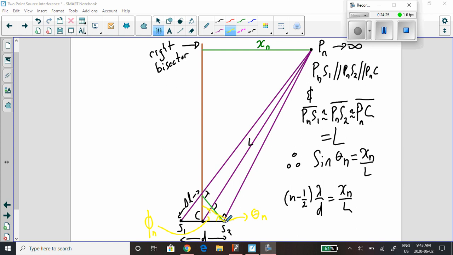I've drawn that. And I'm telling you now that Pn is approaching infinity. It's very far away. So far away that the line Pn to S1 is parallel to the line Pn to S2 and is parallel to the line Pn to the center. They are very, very far apart, so far away that these three lines are basically parallel.